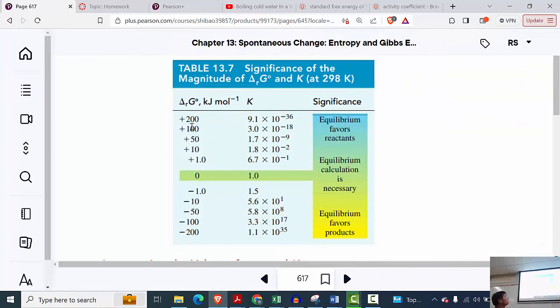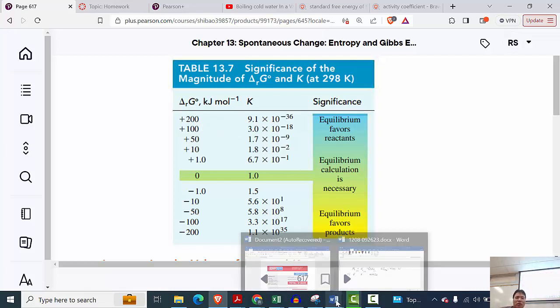So if our delta G is plus 173, we're getting up there. You know, this is looking like it's between 10 to the minus 18 and 10 to the minus 36. Closer to 10 to the minus 36, right? With a K value that small, this is heavily favored towards the reactants. And so we're getting into the no reaction territory up here. It's plus 173. But we can go ahead and calculate what that K value is. So let's go ahead and do that.